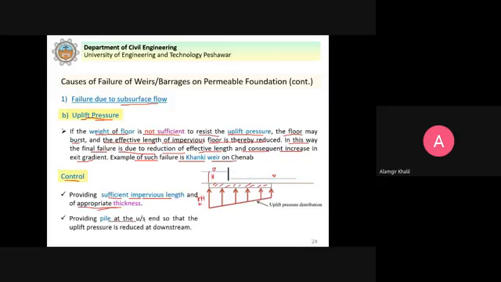Providing a pile at the upstream end so that the uplift pressure is reduced. So you see that we have to provide a pile here. Now you can see the importance of these sheet piles that we provide. So as a result of what? This pressure now will be reduced. So providing a pile at the upstream end so that the uplift pressure is reduced at the downstream.